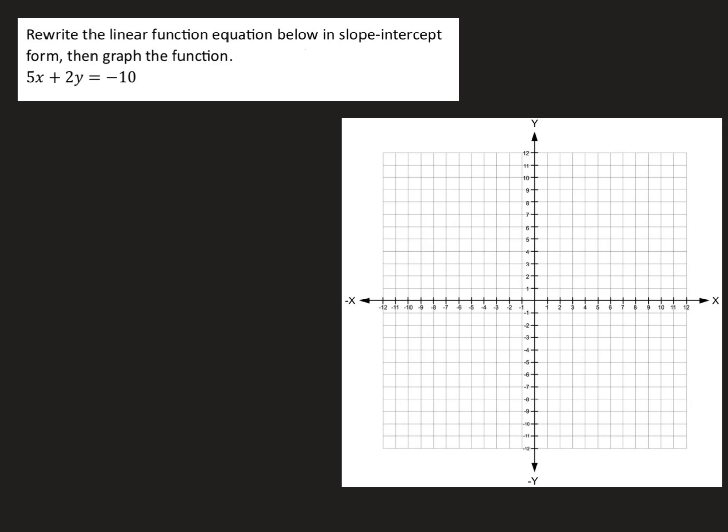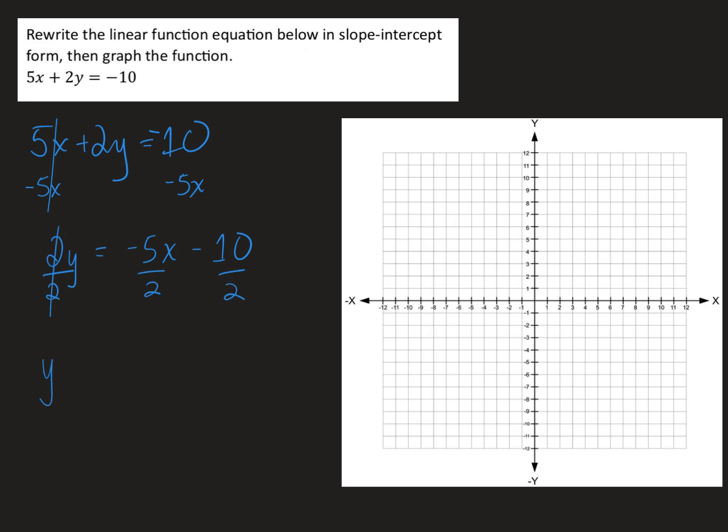So we'll start out with the 5x plus 2y equaling 10, and then subtract 5x from both sides. Sorry, it's negative 10. So you get 2y equals negative 5x minus 10. Then to solve for y, you can divide everything by 2. And that'll leave you with y equals negative 5 over 2 x minus 5.